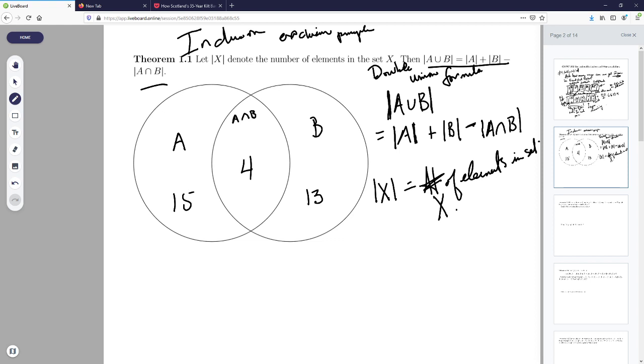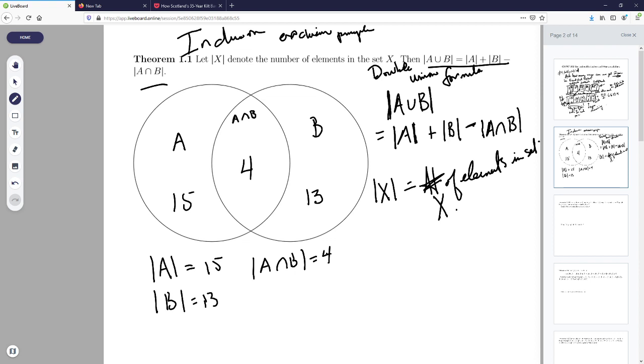This Venn diagram is not how we're usually going to draw Venn diagrams. Maybe I'll just write it out here. The number of things in A is 15. The number of things in B is 13. The number of things in A intersection B is 4. So why is the number of things in A union B equal to the number of things in A plus B minus A intersection B?